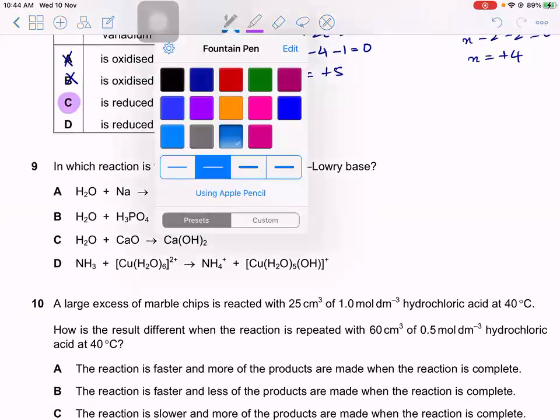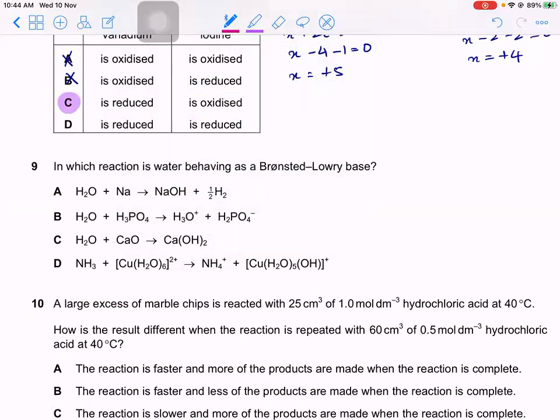All right. In which reaction is water behaving as a Bronsted-Lowry base? What is a base? Base is a proton acceptor. So let's see. H2O is becoming H2. It's the same. You see, there's no addition of proton. Addition of proton would mean H2O becoming H3O plus. Can't be A because the hydrogen stay the same. Yeah, if anything, actually you have half a hydrogen now. There's just one hydrogen.